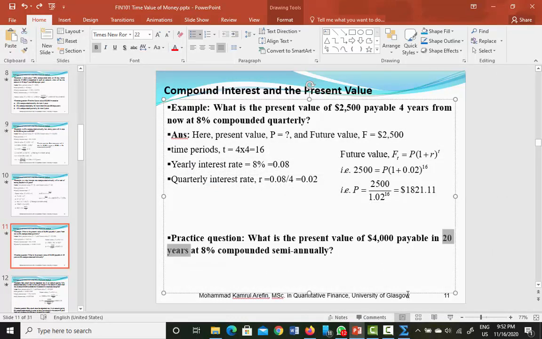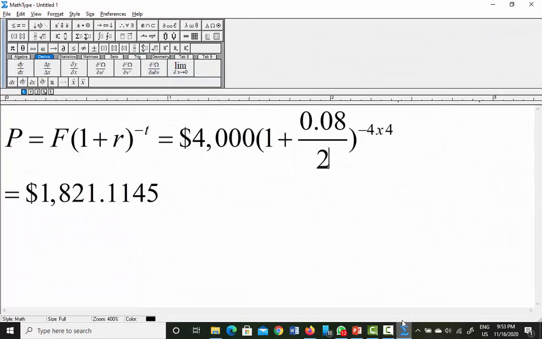So in 1 year we have 2 semi-annual periods. So in 20 years we have a total of 40 semi-annual periods. So 20 years multiplied by 2. In 1 year we have 2 semi-annual periods, so in 20 years we will have a total of 40 semi-annual periods. So now if you calculate, you will get the answer.